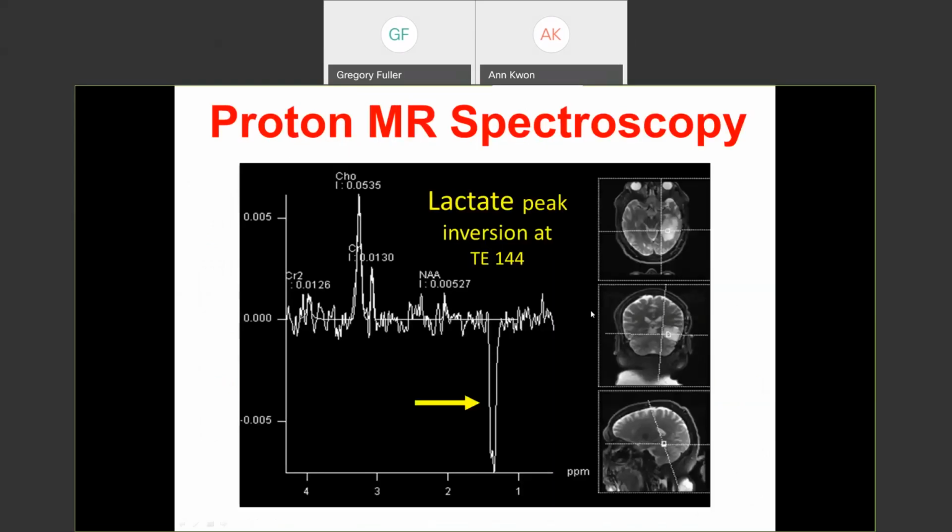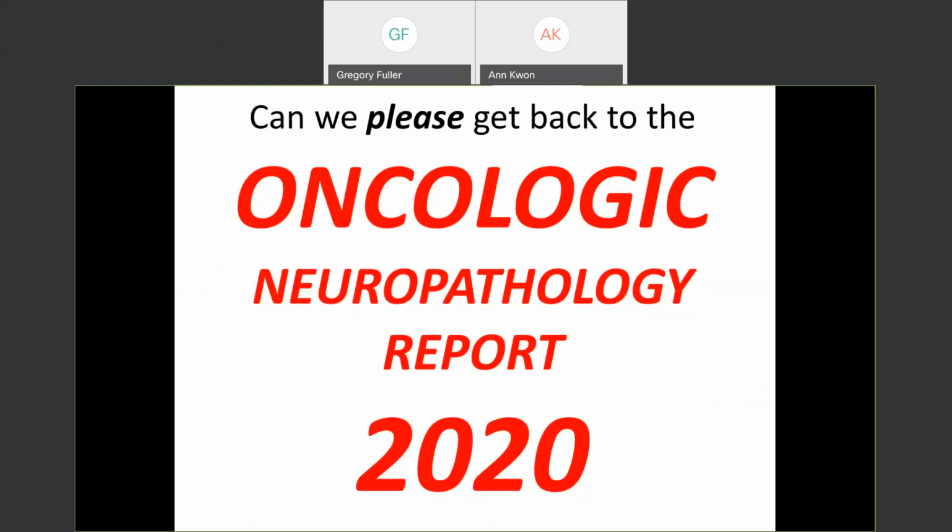Here we go. 144, this is the inversion, an inverted lactate peak, still with the fangs, or double peak, and then 35 short, upward going again. So when we see this spectrum, we know there's a big lactate peak. It's probably going to correlate, certainly with ischemia, probably necrosis.